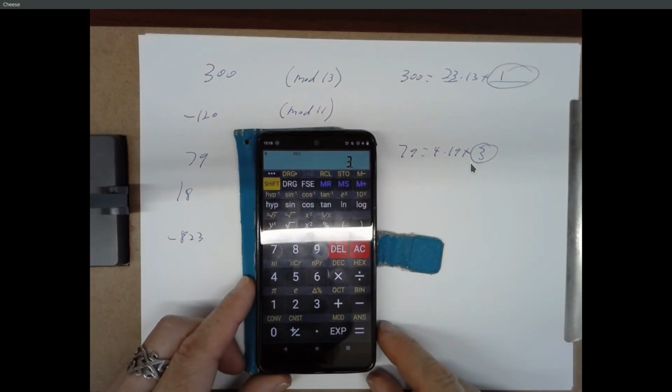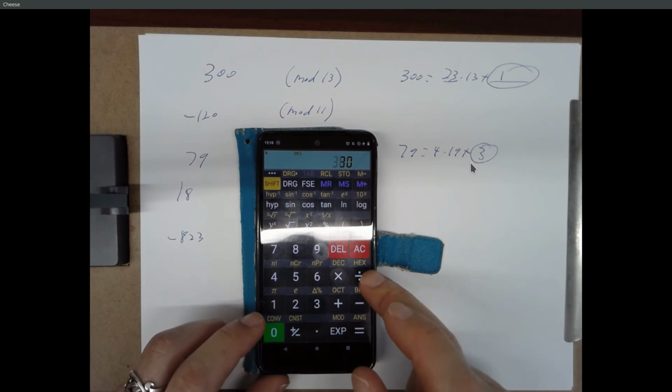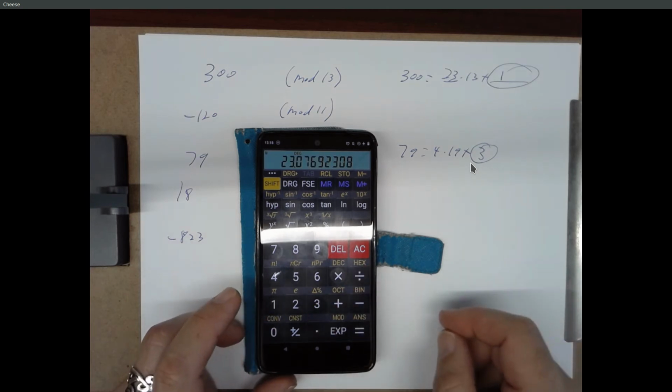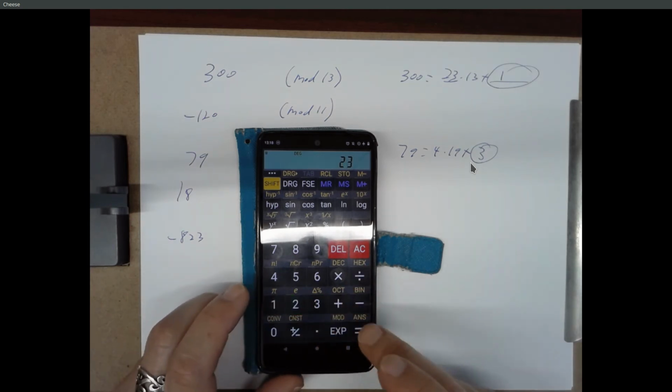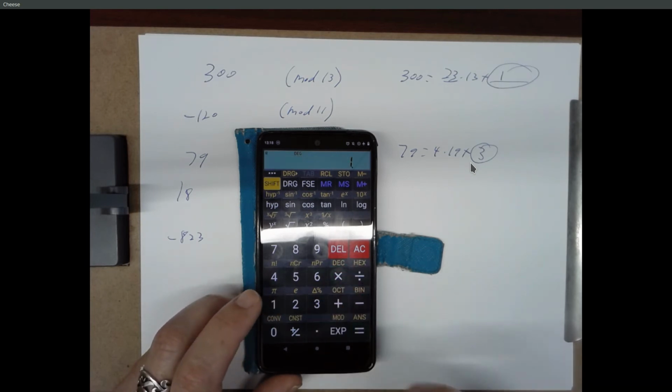The other thing you can do is 300 divided by 13 is equal to 23 point something. Subtract off the 23, multiply by 13, and there's your answer.